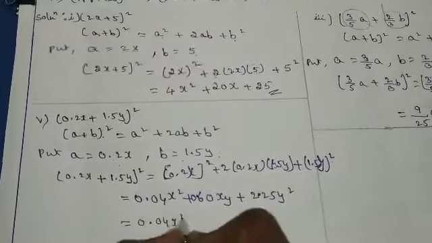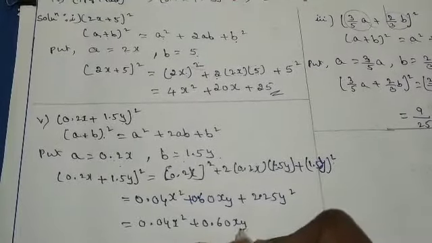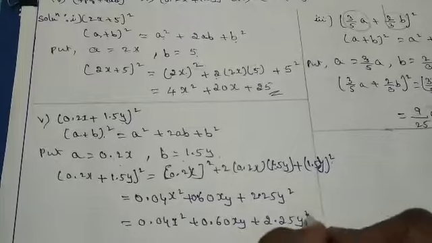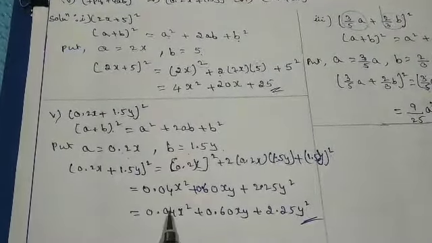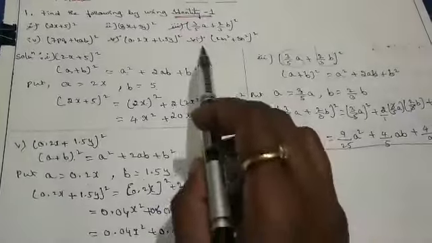Let me write this last expression again: 0.04x square plus 0.60xy plus 2.25y square. So here also you can find the unlike terms, right? So no addition, no subtraction.